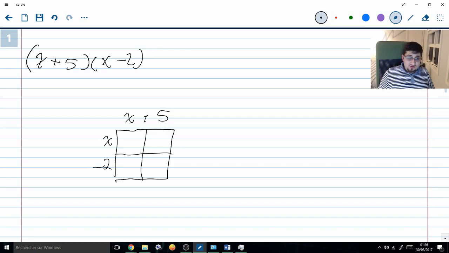So basically we do the same thing. We multiply each square. Since this column belongs to x and this row belongs to an x, we multiply x times x, x squared. X times 5, we want this one, so that would be 5x. X times minus 2, which is minus 2x. Minus 2 times 5, which would then be minus 10.